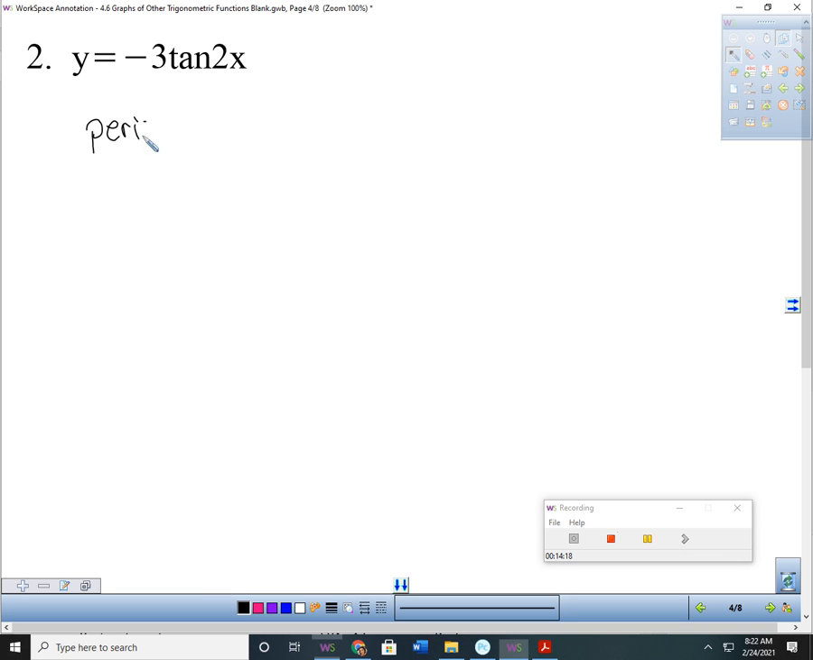So our period, remember we want to find the distance from one asymptote to the next. So my period starts with pi. And then I'm going to divide that by whatever I'm multiplying the x by. So I'm going to divide that by 2. So from one asymptote to the next asymptote is only a distance of pi over 2. So this one is kind of smushed together a little. Then I'm going to locate my asymptotes.